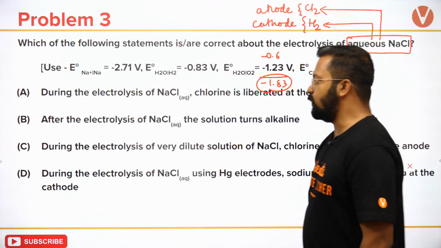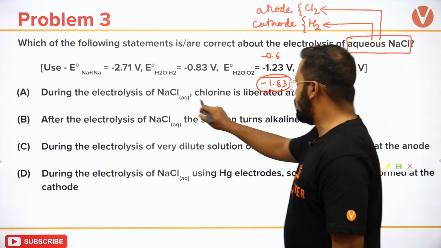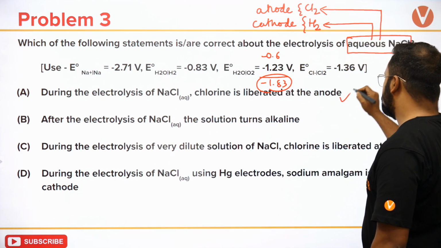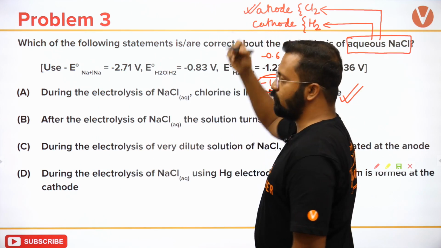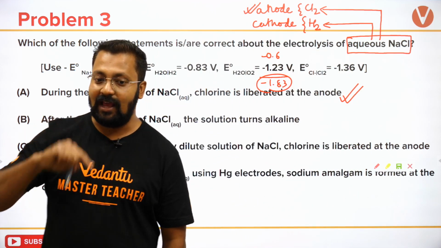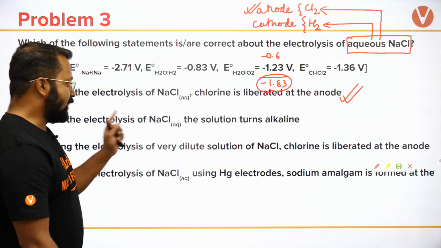So let's start with the first one. During the electrolysis of NaCl, chlorine is liberated at anode. This is a right statement. You can see that chlorine is liberated at anode. We have to remember the electrolysis cases, okay? Next question.